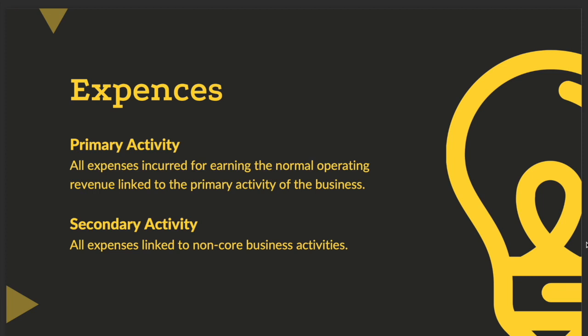Primary activities expenses. They include the cost of goods sold, COGS, selling, general and administrative expenses, SG&A, depreciation or amortization, and research and development (R&D) expenses. Secondary activity expenses. These are all expenses linked to non-core business activities, like interest paid on loan money.